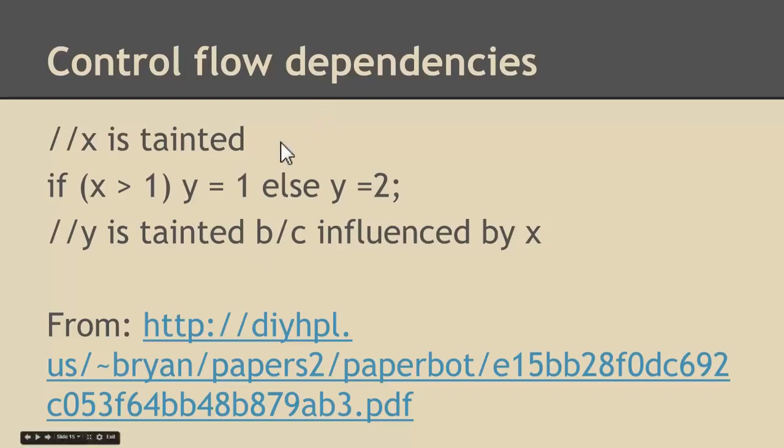Now, control flow dependencies happen to occur when there's some sort of conditional statement that's evaluated, and it's evaluating a tainted source. For instance, consider X is tainted coming from user input, and there's an if statement, and this branch depends on the value of this tainted source. In this model, the control flow dependency, Y is considered tainted because it is influenced by a tainted source. This is also another important case to consider.